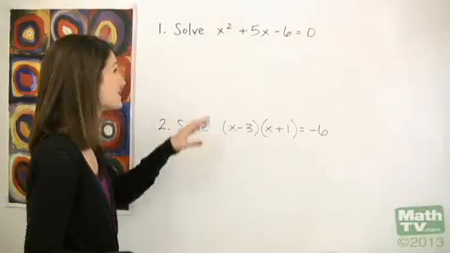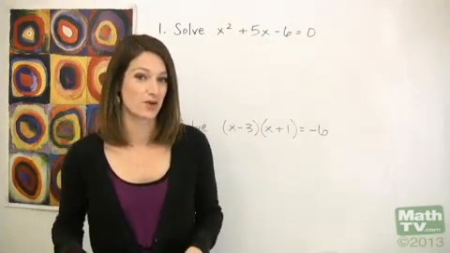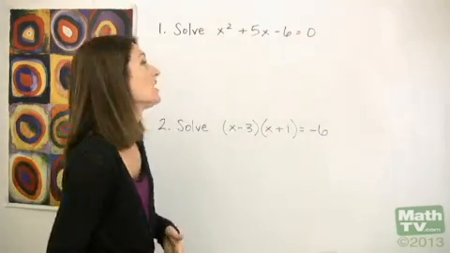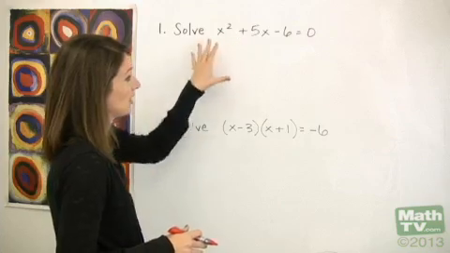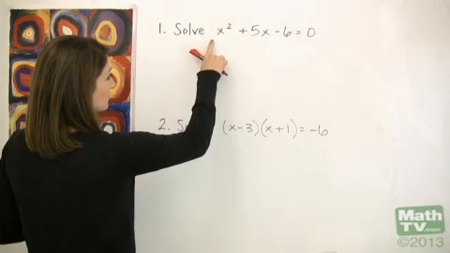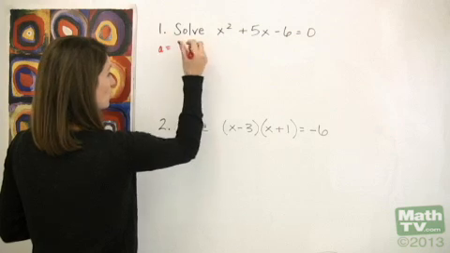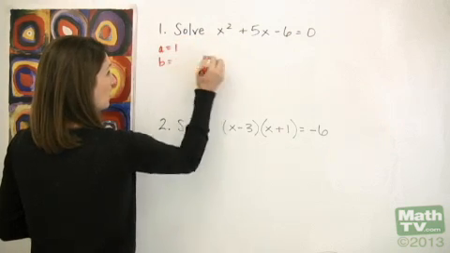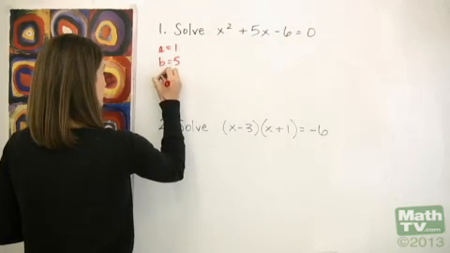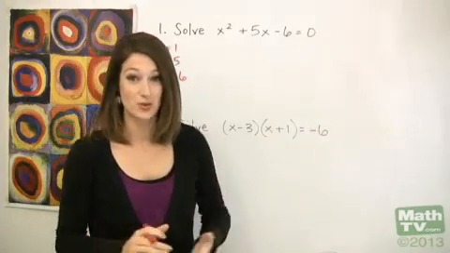Okay, this first problem asks us to solve x squared plus 5x minus 6 equals 0. So this equation is already in standard form for a quadratic equation. And we could solve it by factoring, but let's see what it looks like if we use the quadratic formula. So first, let's identify our coefficients. For a, we have a coefficient of 1. For b, our coefficient is 5. And for c, our coefficient is negative 6. So these values are important because we can just plug them into our formula.